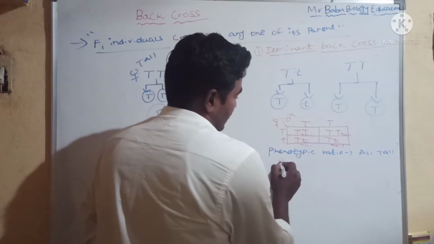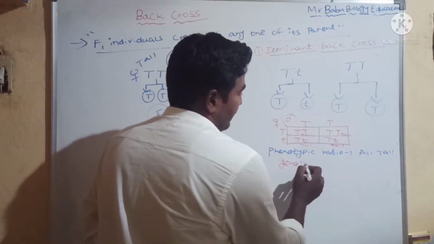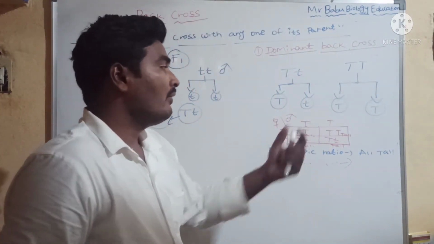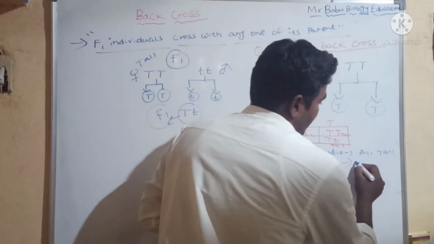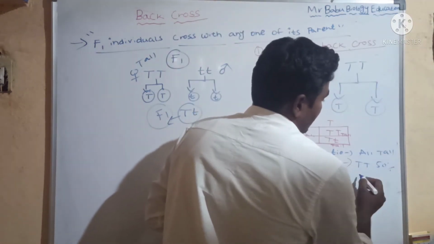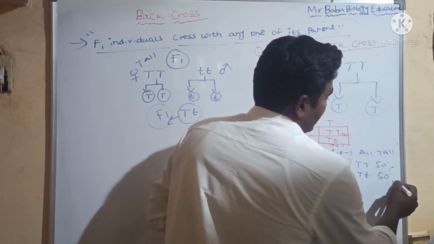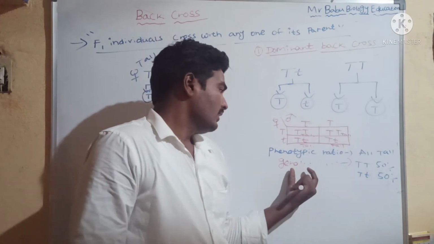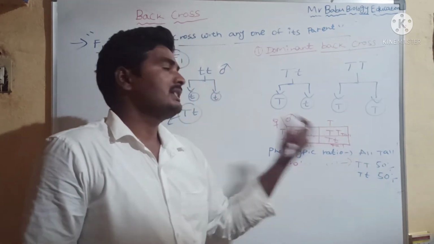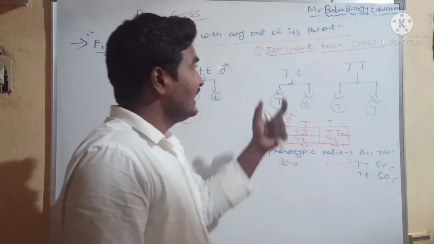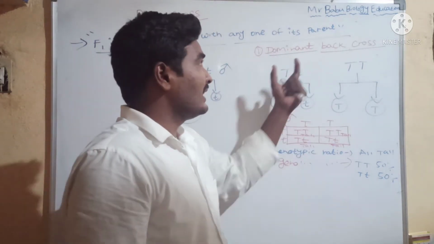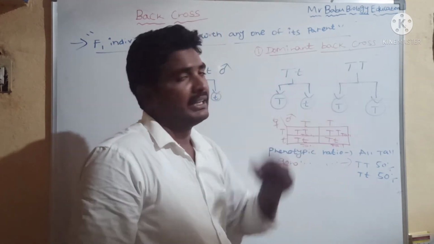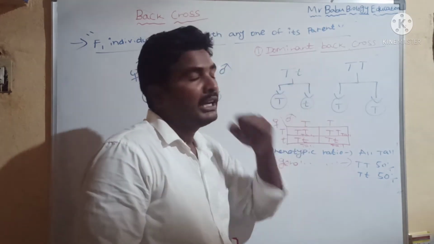Now the genotypic ratio. Genotypic ratio here is 50% homozygous condition and 50% heterozygous condition. This is the probability. Phenotypic ratio, all are tall, and genotypic ratio 50% homozygous, 50% heterozygous. This is the dominant backcross. So what is the dominant backcross? F1 individuals crossing with the dominant parent is called a dominant backcross.